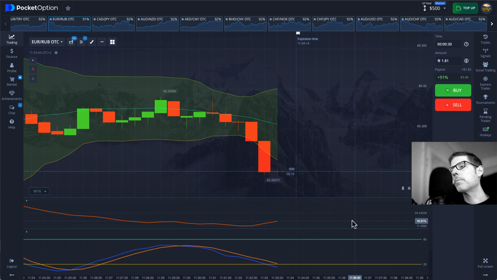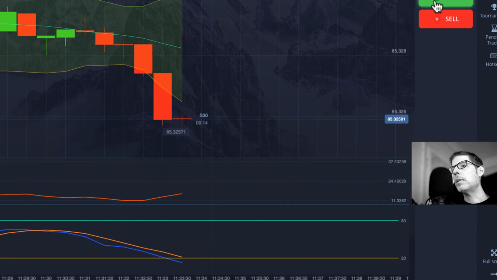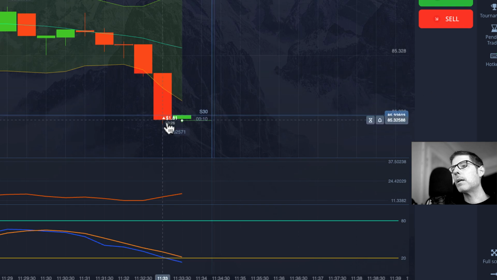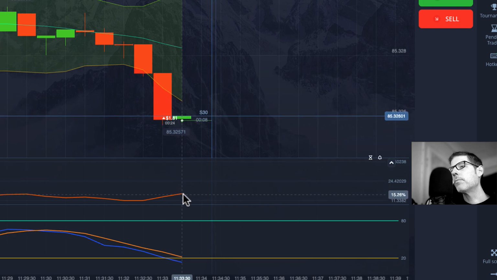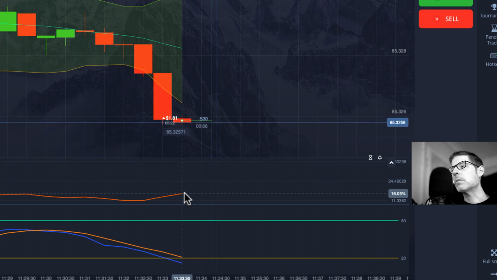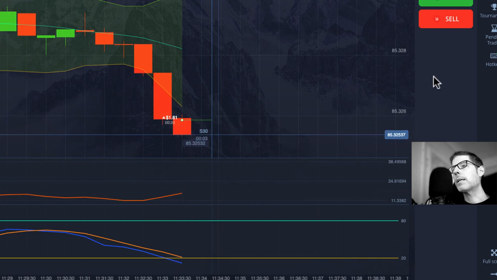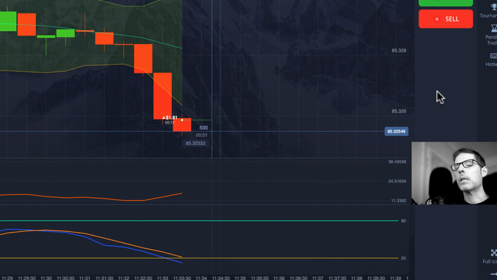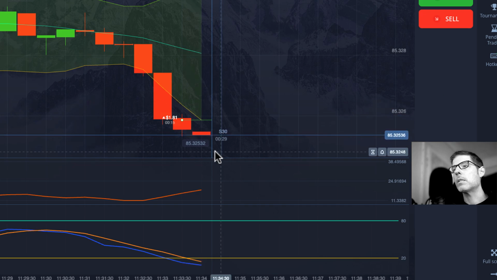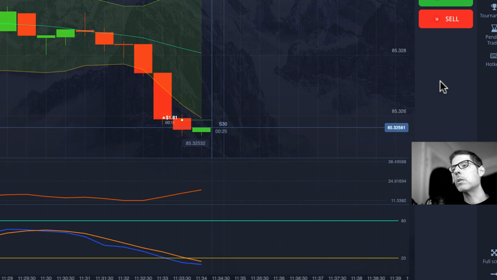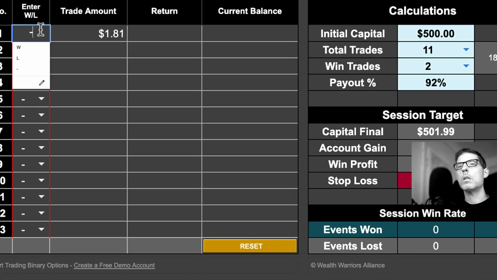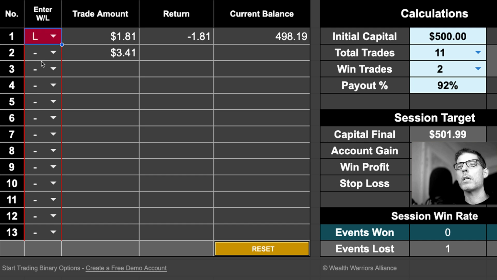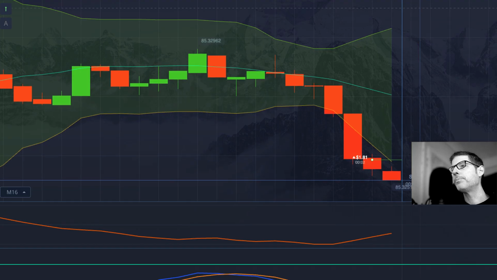Textbook setup, guys. This looks amazing right here. We've already closed outside of that Bollinger Band there. We're down here, well below 20% on the ADX, but it looks like it's going against us. So what do we do if it goes against us? If this looks like this is what it's going to do, you could go ahead and enter another trade if you want to. What you can do is just make this first trade a loss, and then enter the next trade amount, which is 341.